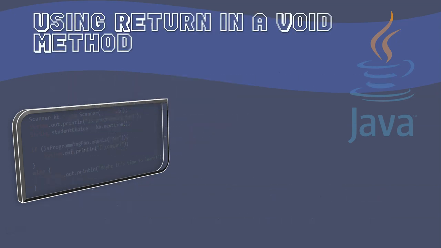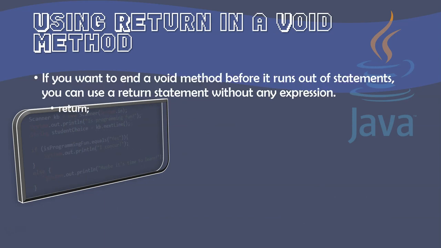Now, what about using return in a void method? Well, if you want to end a void method before it runs out of statements, in other words, before it reaches the end, you can technically use a return statement without an expression. You can just say return. And you might handle this with, for example, an if statement in there. You might say, if such a condition exists, return. It's a good way for it to fall out of that method without breaking code.